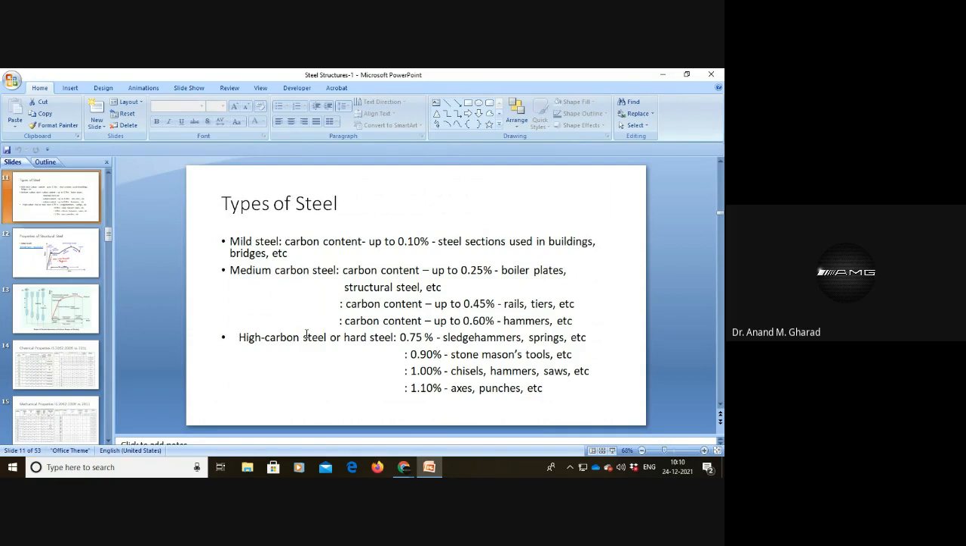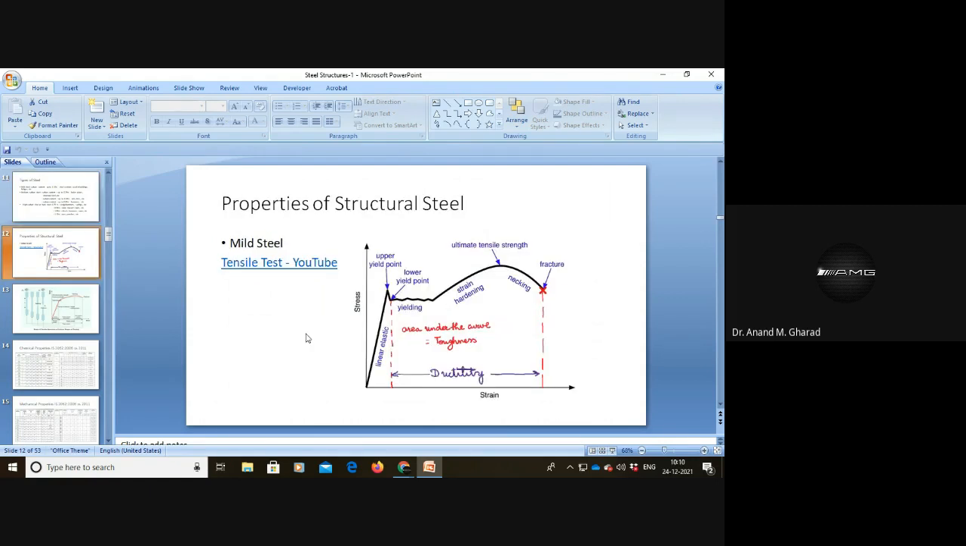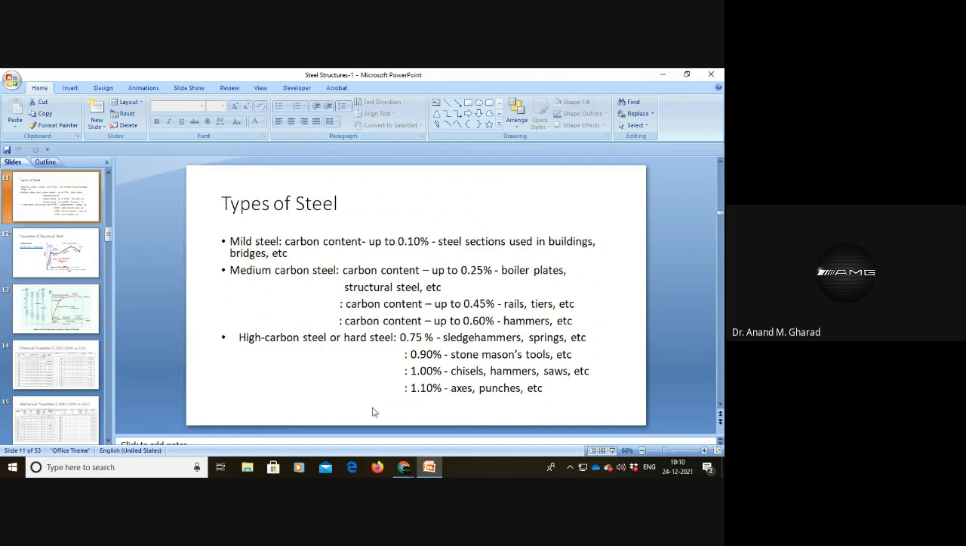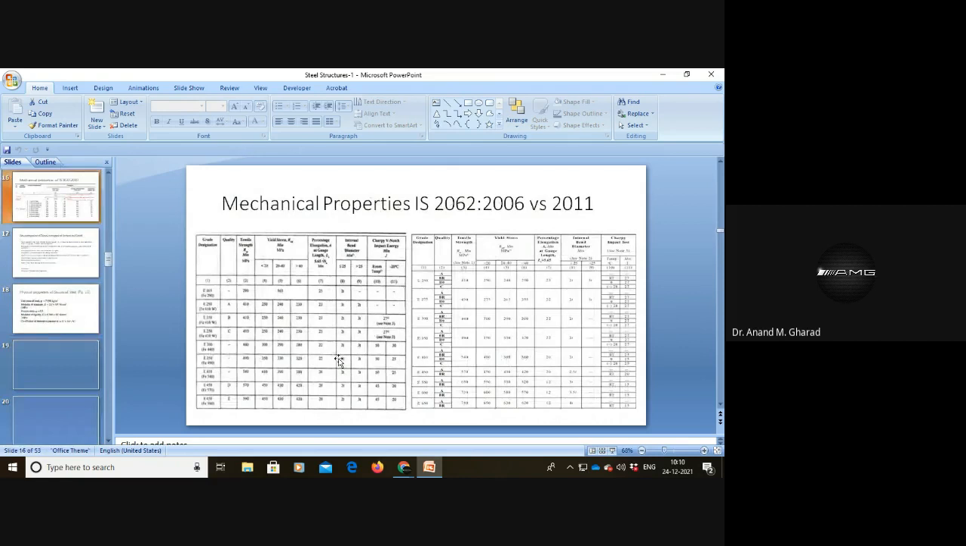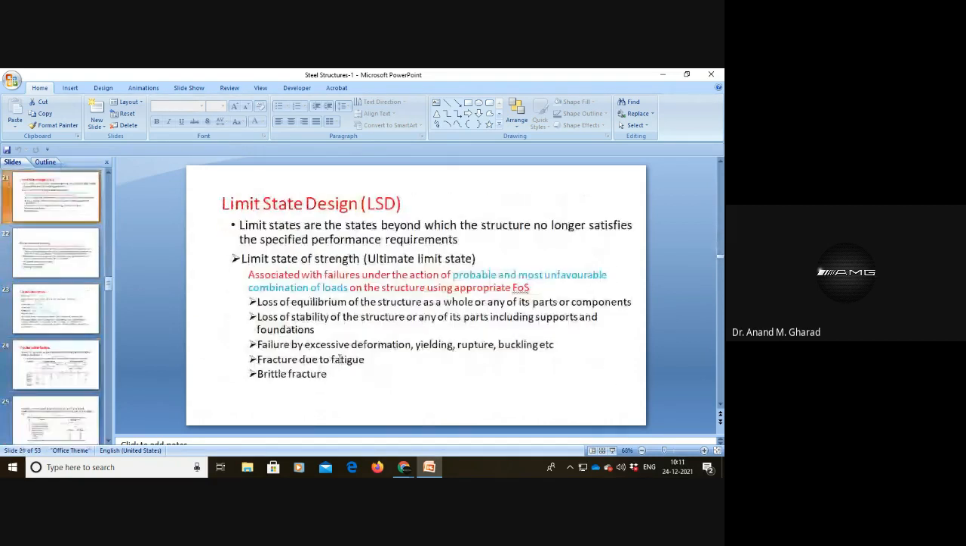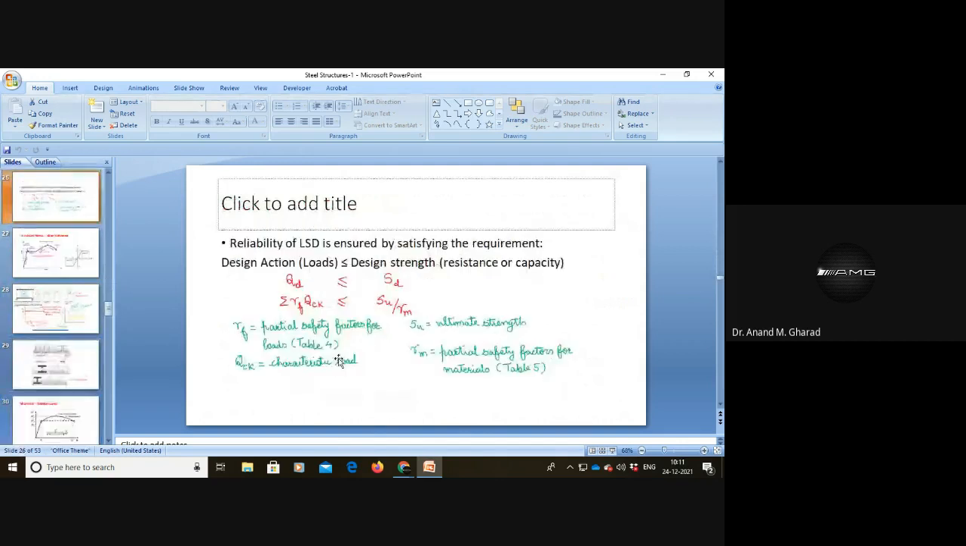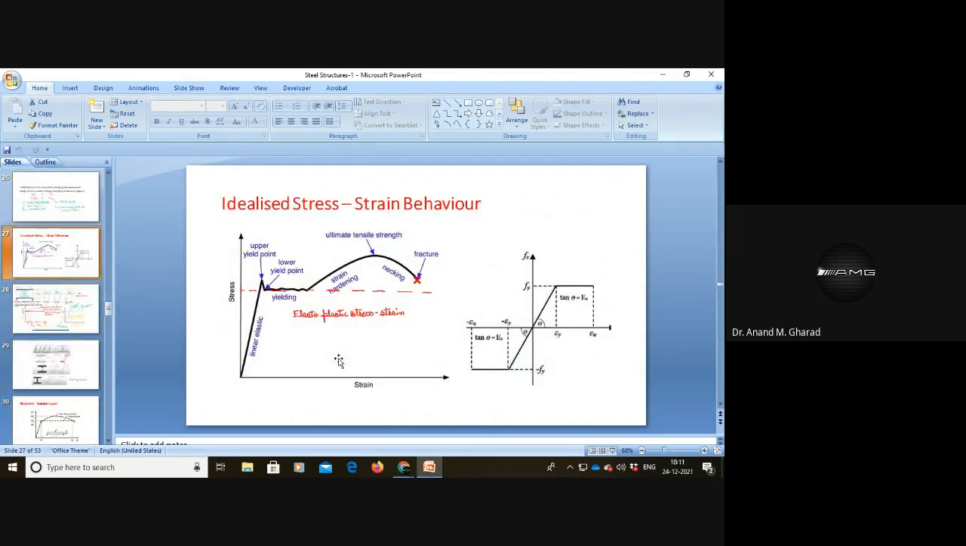Next, we have also seen the different types of steel, and widely used is the mild steel. For mild steel, this is the stress strain variation, whose application we have seen over here. But before this, what we have seen? We have seen the various design philosophies which are available. So once we say that we are designing any component, we need to consider some design philosophies. Very widely used are working stress design and limit state design.